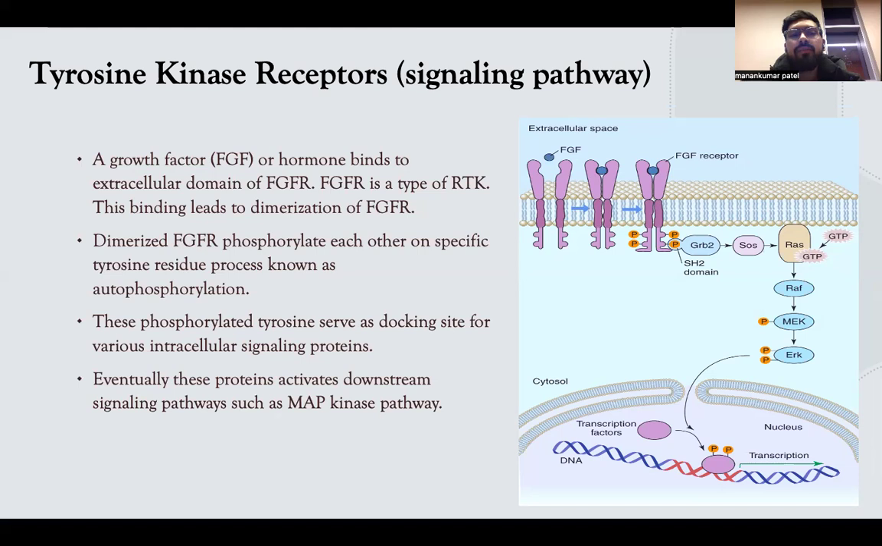This binding leads to dimerization of FGFR. These dimerized FGFR phosphorylate each other on specific tyrosine residues, a process known as autophosphorylation. This phosphorylated tyrosine serves as a docking site for various other intracellular signaling proteins. Eventually, these proteins activate downstream signaling pathways such as the MAP kinase pathway.